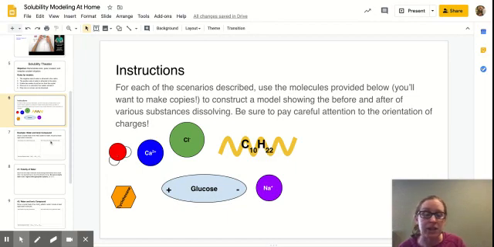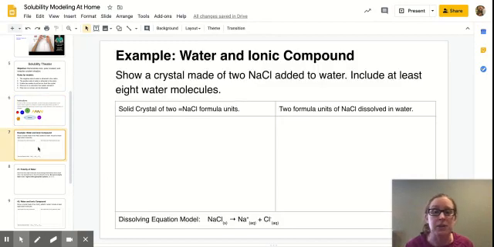The example I'm going to do with you is going to be of sodium chloride. So let's go ahead and take a look at that. What happens when an ionic compound goes into water? Well, you should have learned from a previous video that ionic compounds, most of them actually do go into water and dissolve completely. And when they do, they completely ionize, they come apart.